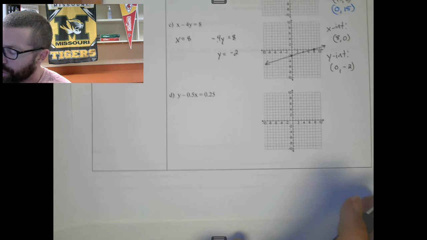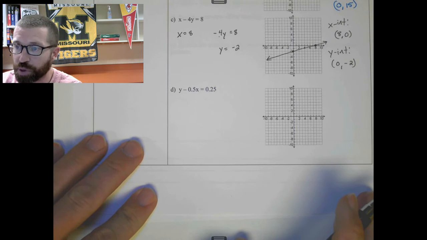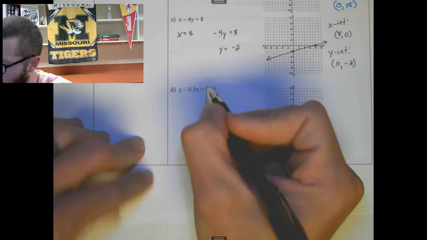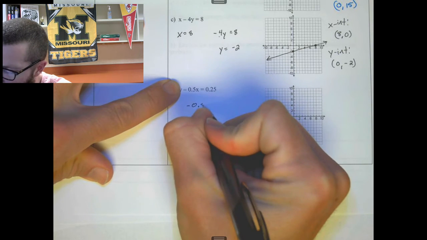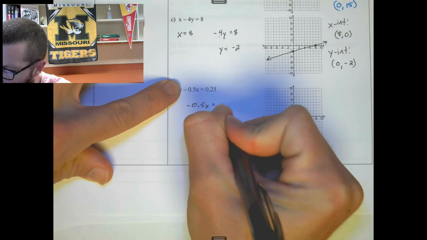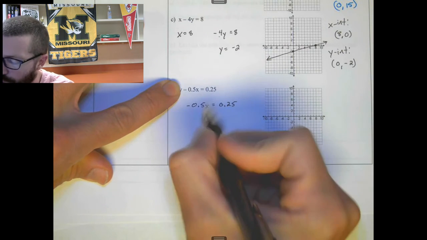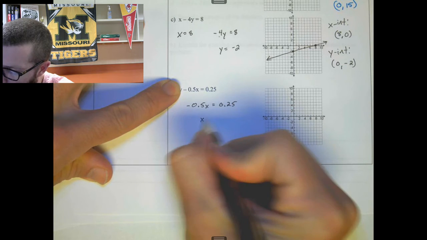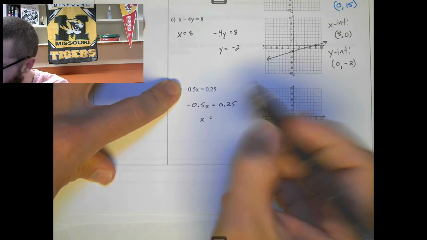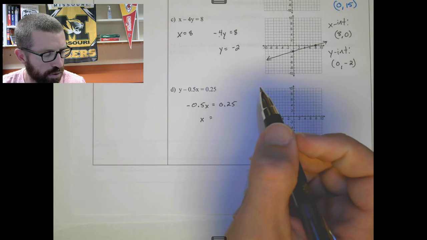And then there's one more of these. So pause the video and try this one. We can use the cover-up method again. When we cover up y, we get negative 0.5x is equal to 0.25, and divide by 0.5 on both sides. So let's see, I think that's 0.5.